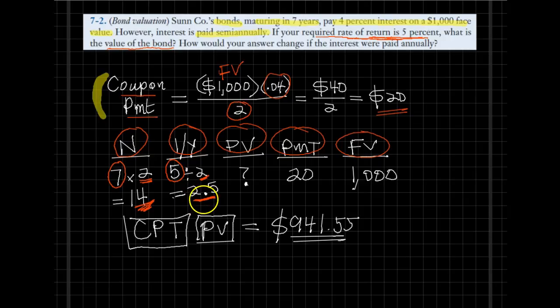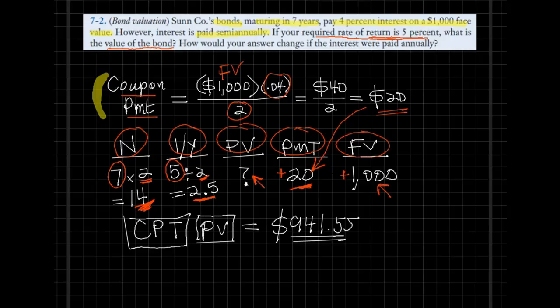And so that required rate of return is the return for each of these 14 periods. The question is obviously the value of the bond, so we left the present value blank. The payments, we just calculated to be $20, so we plugged that in, and the face value of the bond is $1,000. Because we are on the receiving end, I input the payments and the future value as positives.